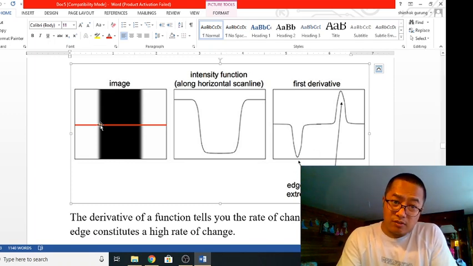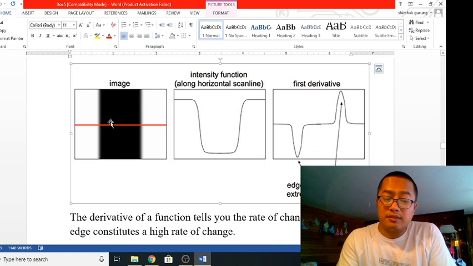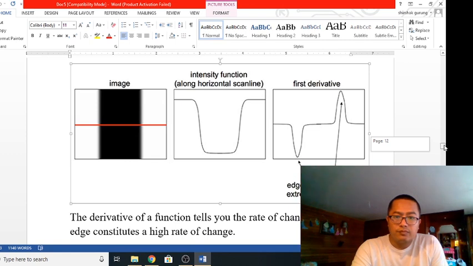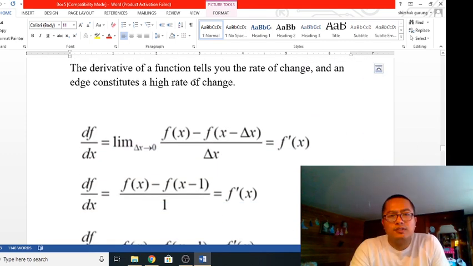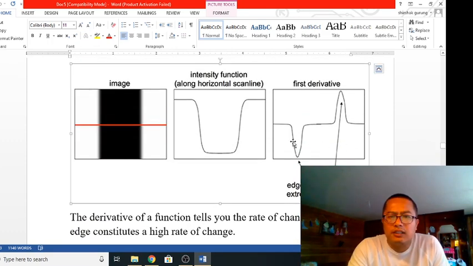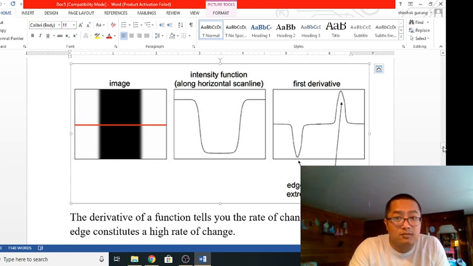We tend to detect edges, or discontinuity in the intensity of the pixels, by taking derivatives of the image. The derivative of a function tells you the rate of change, and the edge constitutes a high rate of change. So the derivative of the image function tells you where the highest change is. The highest change of intensity is here and here, and an edge is a very high change. So when we detect edges, we can detect objects, and when we detect objects, we would have successfully segmented an image.